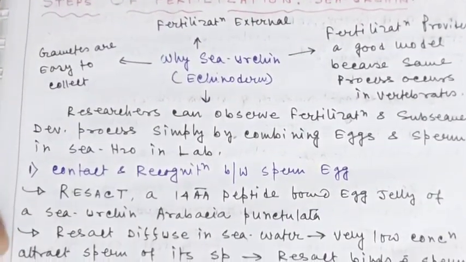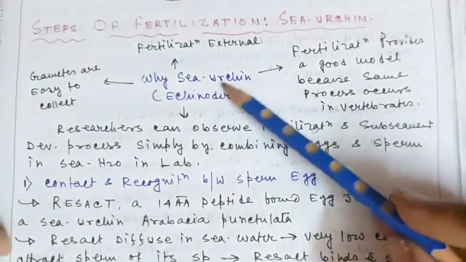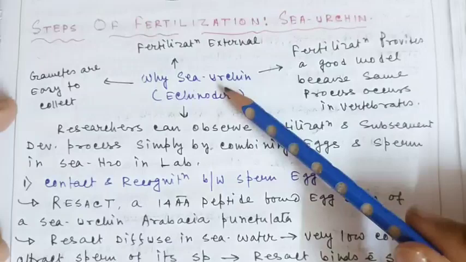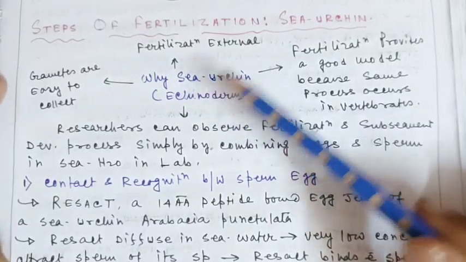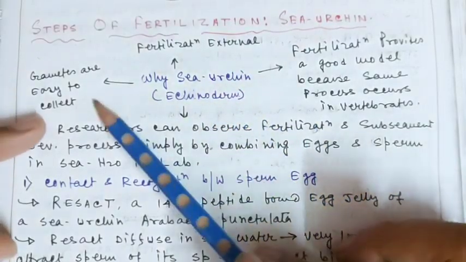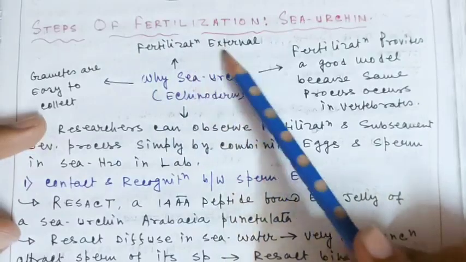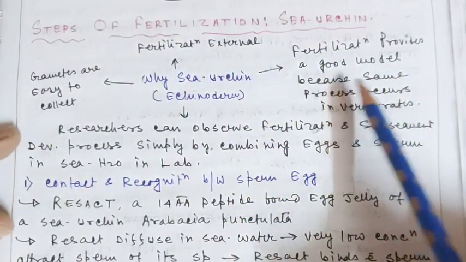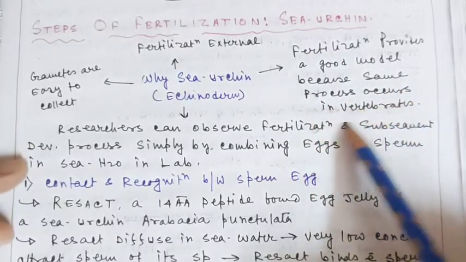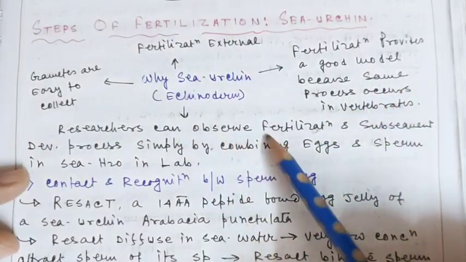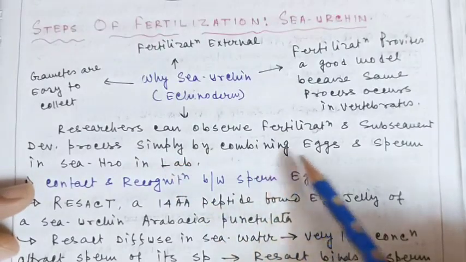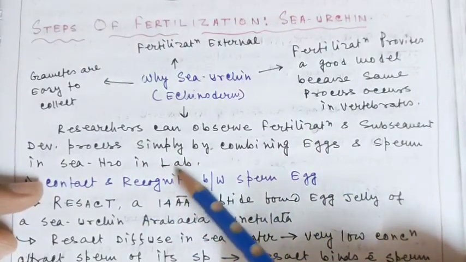Now we will see the different steps of fertilization in sea urchin. The sea urchin is a model animal of developmental biology, and usually the fertilization process is studied in this species because the gametes are very easy to collect and the fertilization is external. Fertilization provides a good model because the same process occurs in vertebrates, and researchers can observe the fertilization and subsequent developmental process simply by combining eggs and sperm in seawater in the lab.